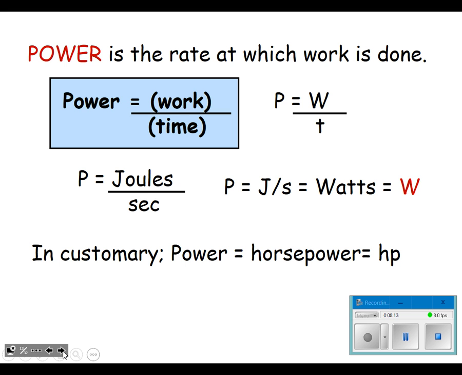Now, in the customary unit, power is horsepower. That's what y'all most likely have heard power measured as. Watts y'all hear primarily with electrical power, but it's the same sort of thing. And so about 760 watts is equivalent almost to a horsepower.